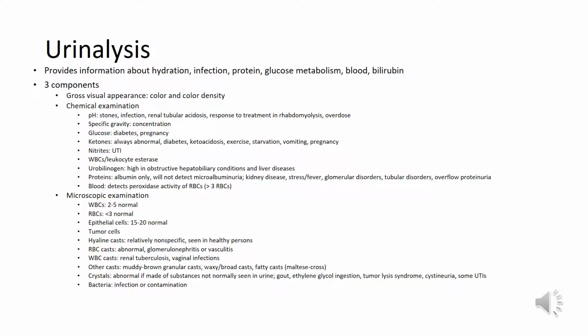Leukocyte esterase is present when white blood cells are being lysed. As white blood cell levels increase, the leukocyte esterase value increases. This means that leukocyte esterase indicates pyuria, which may be suggestive of a urinary tract infection. Blood in the urine can also be an indicator of infection, stones, or a GU malignancy.